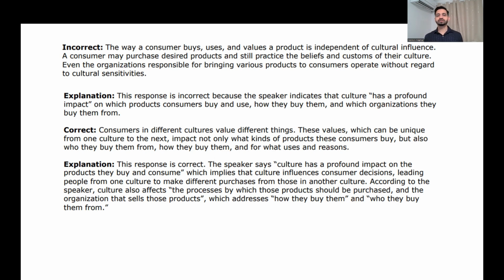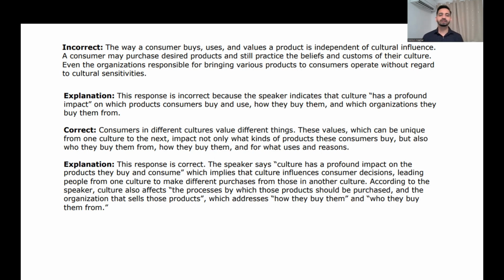So the response is incorrect because the speaker indicates the culture has a profound impact, right? And here it's contradictory, isn't it? On which products consumers buy and use, how they buy them, and which organization they buy from, right?